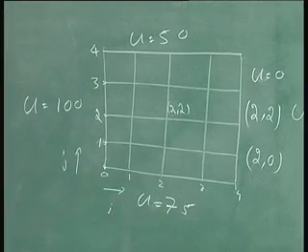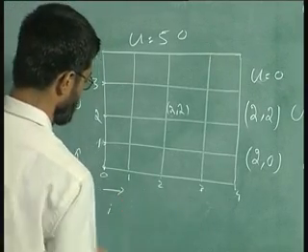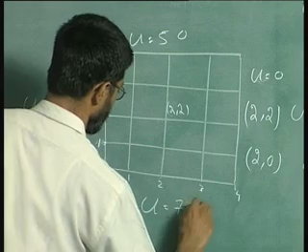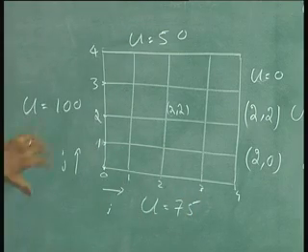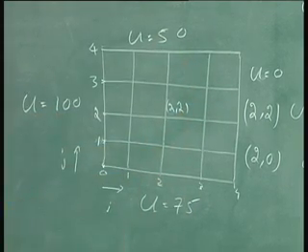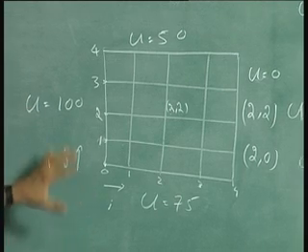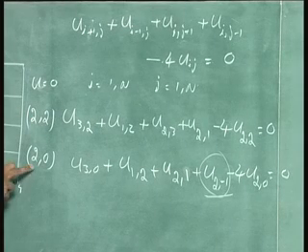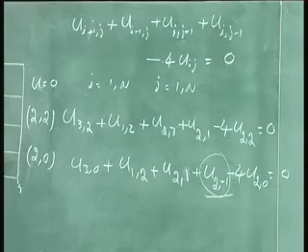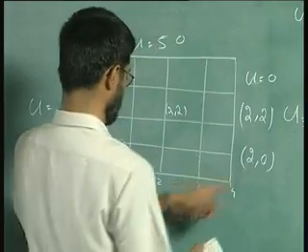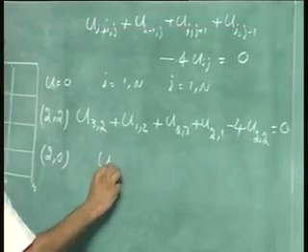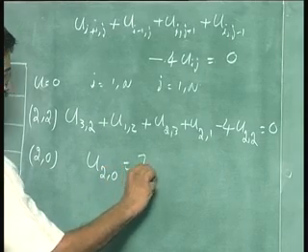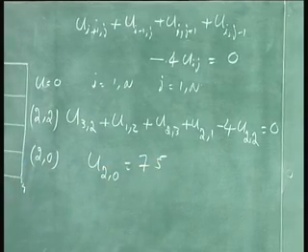So we maintain these four boundaries at the specific temperatures given, and then we want to find out the temperature distribution inside at steady state. That is, solve this equation with this boundary condition. Obviously I don't have to write this, because I know that u 2 comma 0 is 75. I know that, so I don't need to write that equation.